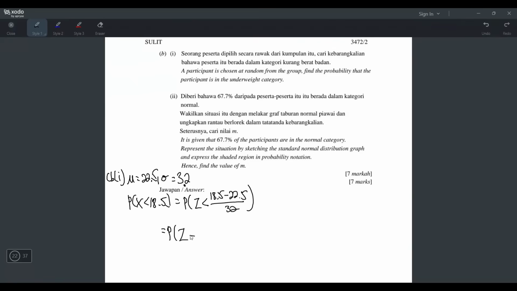Many decimal places, but I want you to write only 3 decimal places. So 0.645. Why only write 3 decimal places? Because later when you read the table, if you have the Z value, you have to read from the outside. When you read from the outside, you can only read until 3 decimal places. Here you read the first decimal place, here you read the second decimal place, here you read the third decimal place, right?